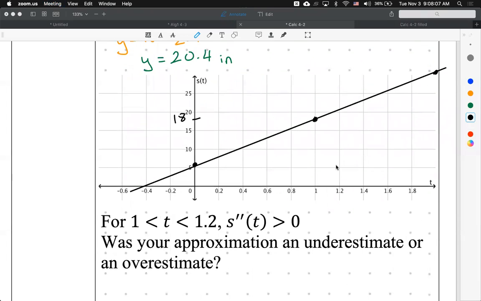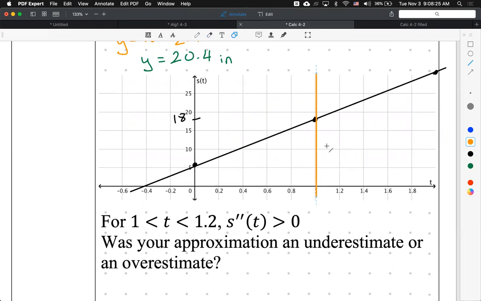So this next question down here, it's saying for the t value strictly between 1 and 1.2. So what values are we talking about? If I had to just draw a strict domain, I would say between, I want to use yellow here. Actually, I can use lines. Let me find my line tool. There it is. So strictly between time is equal to 1 day and 1.2 days. So in between here and here, we know that S double prime of t is greater than 0.